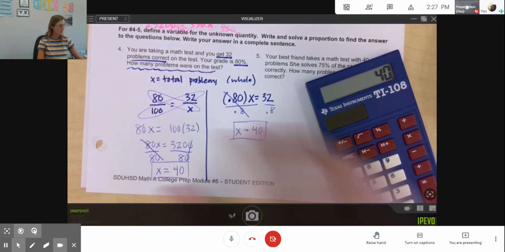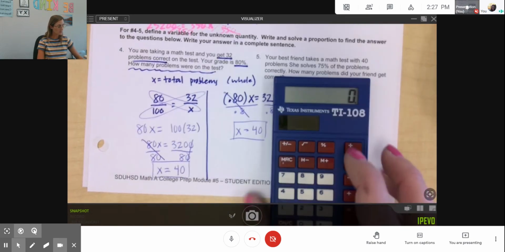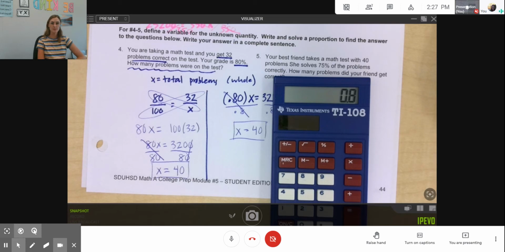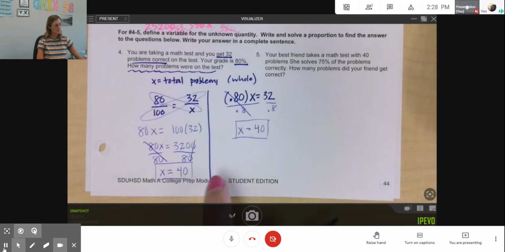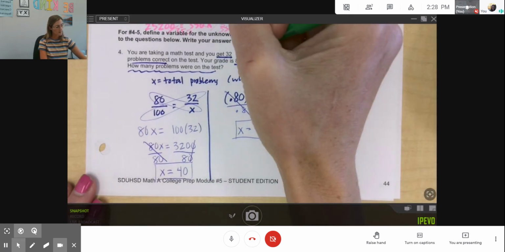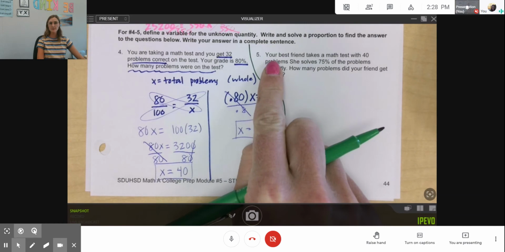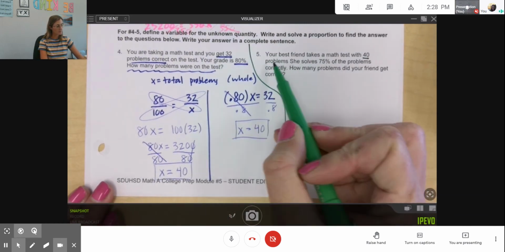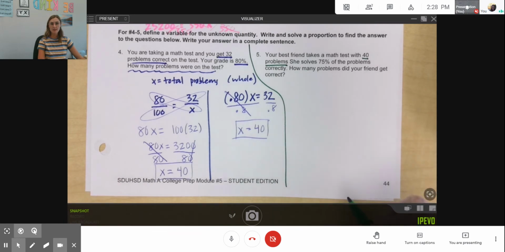And so on your test, if you got 32 problems right, you would do 32 divided by 40. That gets me 0.8, which is the same as 80%. So this math test over here had a total of 40 problems. So now we're talking about your best friend takes a math test. Oh, that math test also has 40 problems. She solves 75% of the problems correctly. How many problems did your friend get correct?